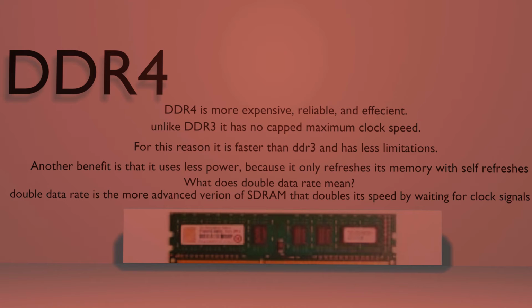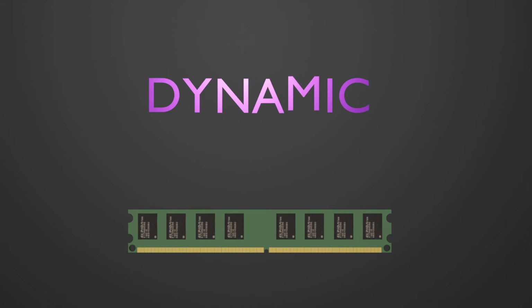What does double data rate mean? Double data rate is the more advanced version of SDR RAM that doubles its speed by waiting for clock signals from the CPU. The most common type of RAM is called dynamic RAM, also known as DRAM.